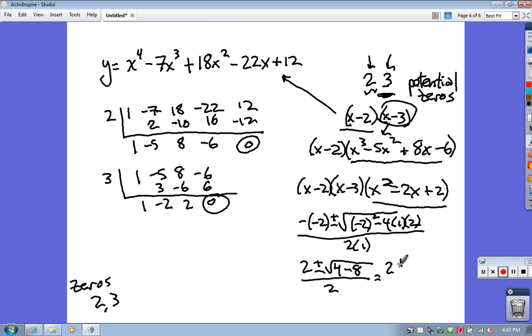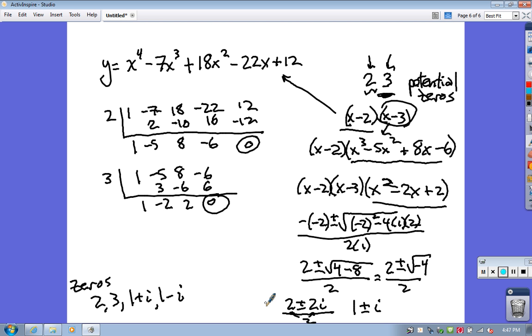So I have 2 plus or minus over 2. 4 minus 8 is negative 4. Oh, look at that. Square root of negative 4. Well, I know the square root of 4 is 2. Square root of the negative part is an i. And notice that whole thing is over 2. Both these things are being divided by that 2. So I'll do that division. 2 divided by 2 is 1. 2 divided by 2 is 1. 1 plus or minus i. So my other two zeros are 1 plus i and 1 minus i.